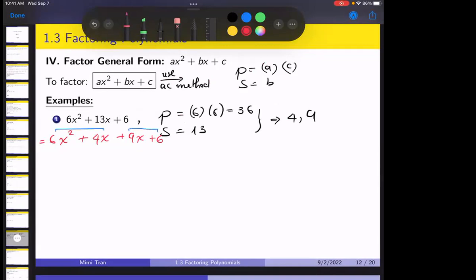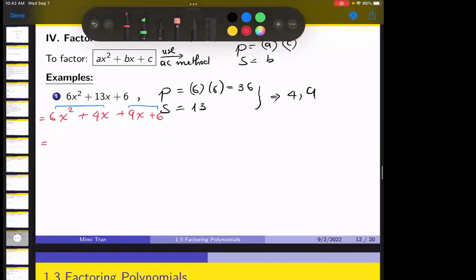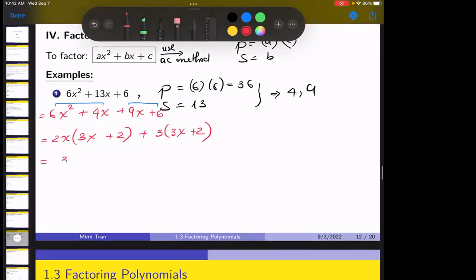Yeah, I group, right? The first group I can factor out 2x. So what's left is 3x, 6 divided by 2 is 3, x squared divided by x. And then plus 2 here. The second group I can factor out 3. So I got 3x plus 2 again. You should have the same factor again. If you don't, maybe you want to rearrange it differently. Okay. So I'm going to factor out 3x plus 2 again. And what's left is 2x plus 3.